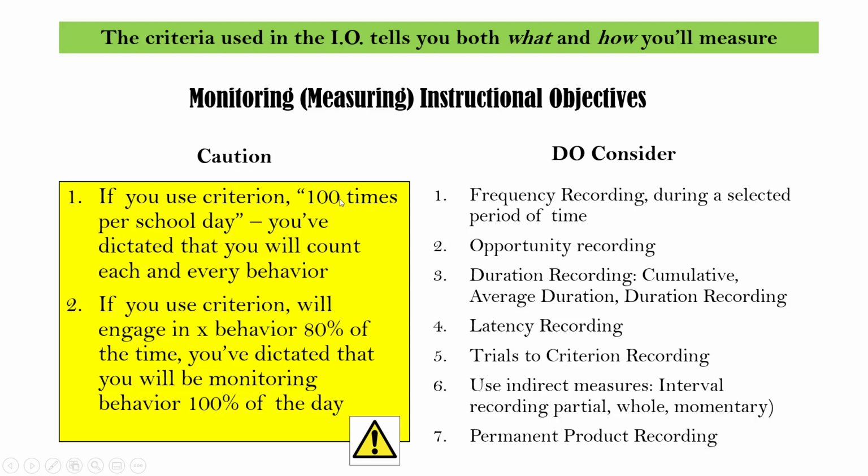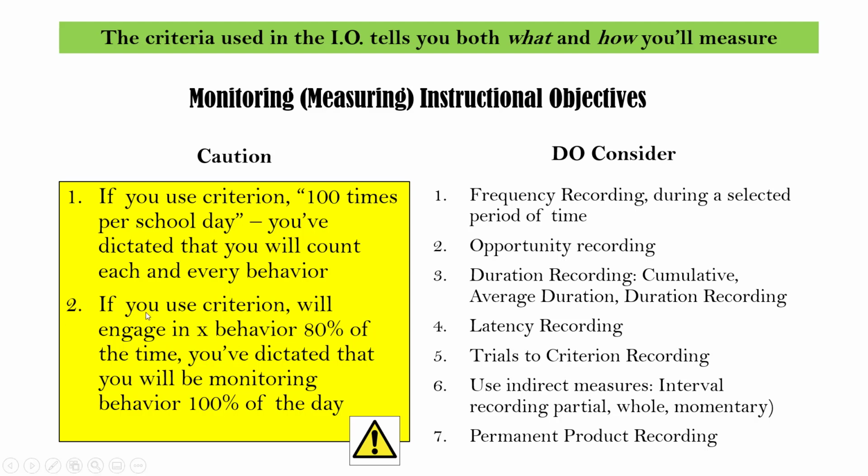So whenever you do event recording, remember, it's a continuous procedure. You have to observe the learner and count each and every behavior. If you can't do that, then you need to shorten your observation period. So maybe just observe during lunch or during math class or whenever the behavior is more likely to occur. Or use one of your discontinuous measurement procedures or something else.